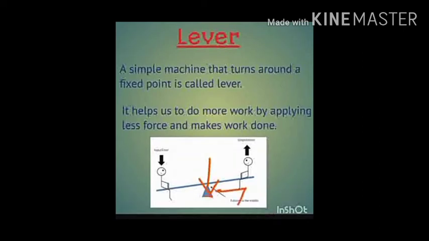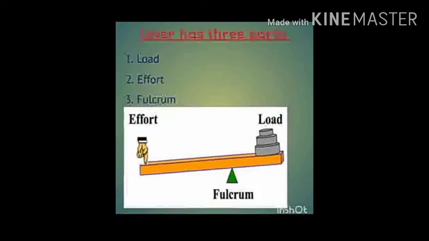How does the lever help us? It helps us to do more work by applying less force. Whenever we are exerting a small amount of force, we can get the work done with this lever. This lever mainly consists of three parts: load, effort and fulcrum.